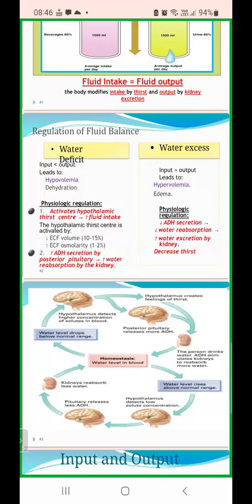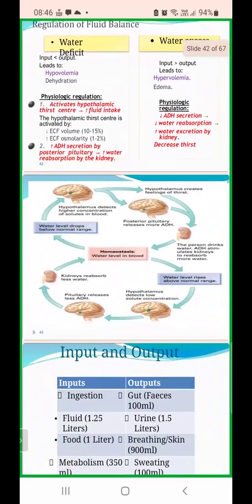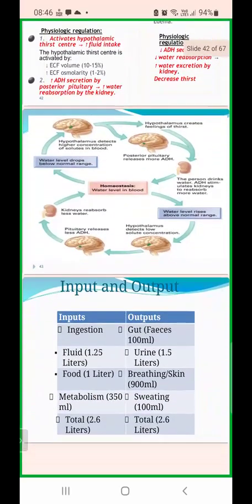What are the regulatory mechanisms in case of overhydration or water excess? The ADH secretion is decreased, water reabsorption is decreased, water excretion by the kidney is increased, and the thirst sensation is decreased. This is how the homeostasis of the water level in the blood is maintained.